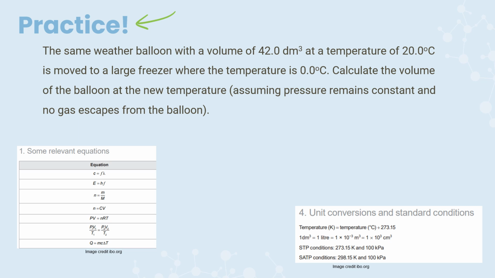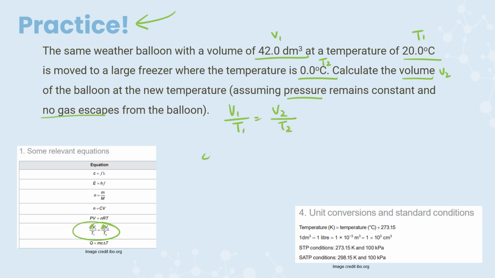We have that same weather balloon. The volume is still 42.0 cubic decimeters, but now I'm going to look at temperature. Our initial temperature is 20 degrees Celsius. We move it to a freezer. The temperature goes down to 0 degrees Celsius. That's our T2. We want to find V2, that new volume, assuming that pressure remains constant. We don't allow any gas to escape from the balloon. Once again, we're going to use our combined gas law, but since pressure remains the same, we're going to ignore the P's. We're just going to use the V's and the T's. V1 over T1 equals V2 over T2.